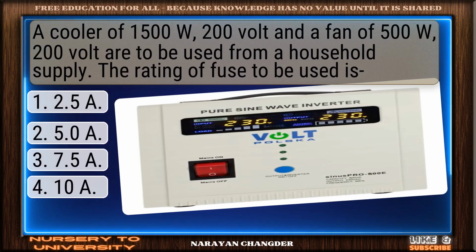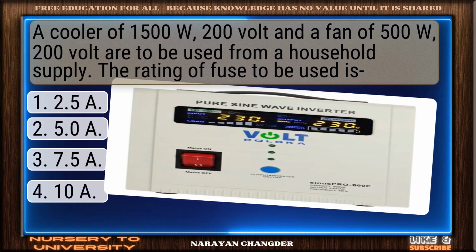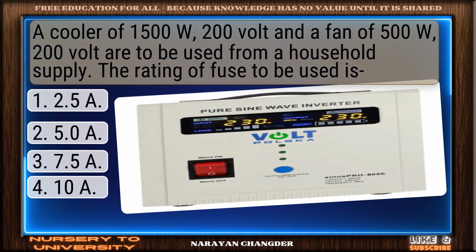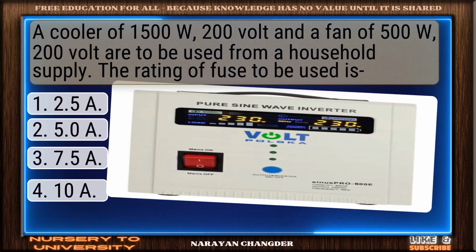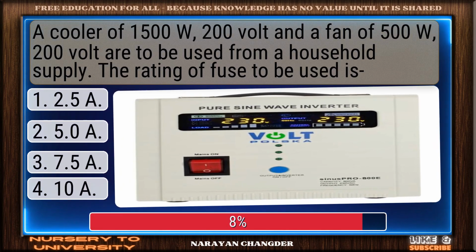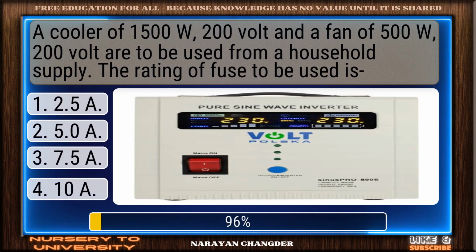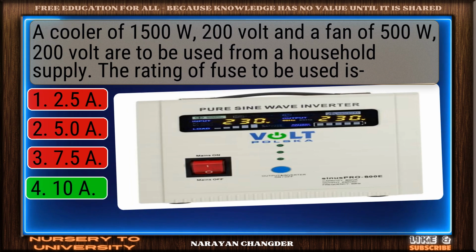A cooler of 1500 W, 200 volt and a fan of 500 W, 200 volt are to be used from a household supply. The rating of fuse to be used is... Correct response. 10A is accurate.